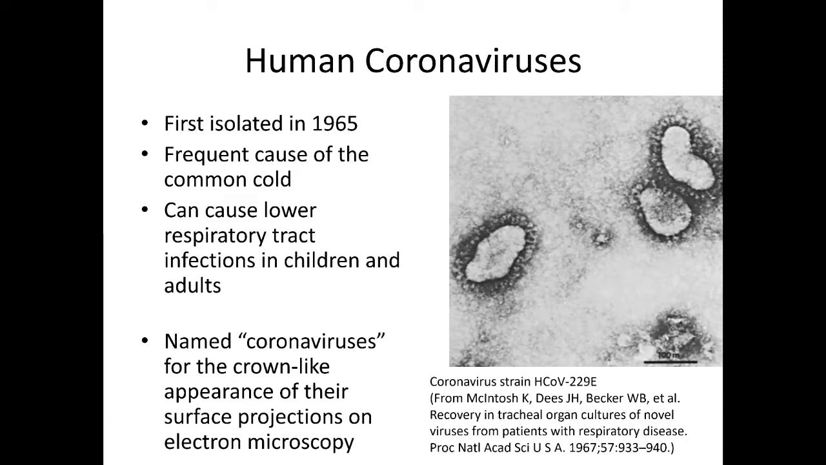This viral agent was also sensitive to detergents and was noted by EM to resemble those viruses that had been seen in chickens. And then other investigators found similar agents, and they were designated with names like 229E and OC43, and they acquired the name coronavirus because of the crown-like appearance on their surfaces. But these viruses mostly caused mild, self-limited colds, and they were really not of major importance or interest.